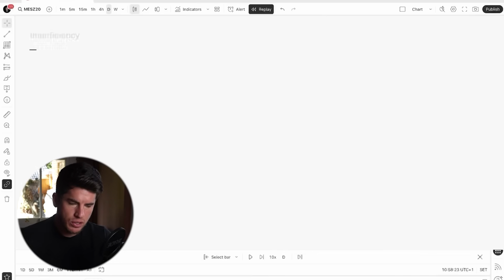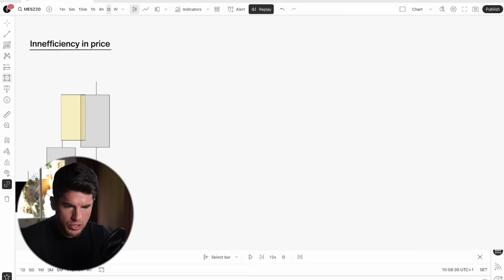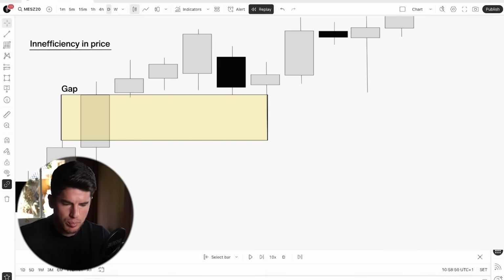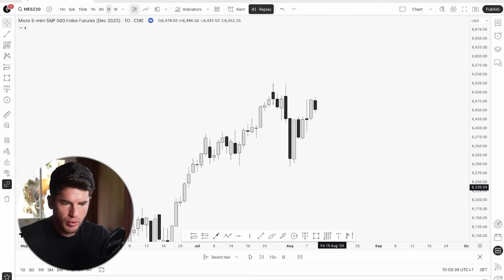But the next thing I use is inefficiency in price or gaps. So if you have a bullish candle which closes with a gap between the previous candle wick and the next candle that hasn't printed yet, you can expect price to come back to fill that gap before then continuing to break new highs. Take this piece of price action on ES.